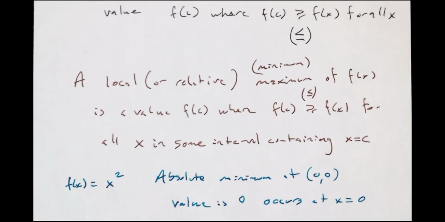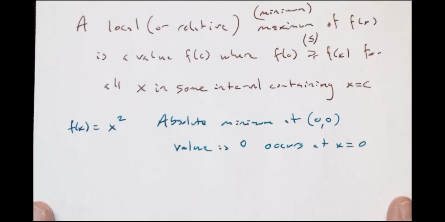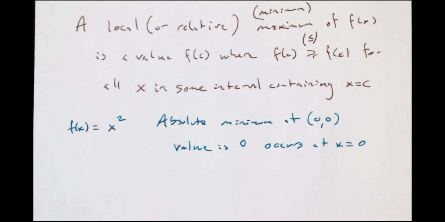I've written this now two different ways. The absolute minimum is at a particular point. I can also say the absolute minimum value is whatever the y value is for that point, and it occurs at whatever the x value is for that point. I always want to remember that when I think of a value for a function, I'm thinking of a number, the output, the y. What about an absolute maximum?